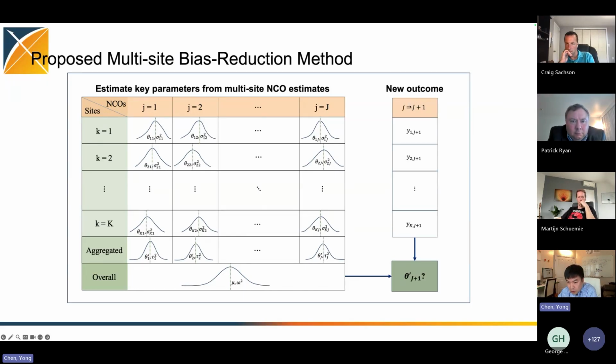For the outcome of interest, we will also use the aggregation approach that Martijn talked about. And then you can calibrate using the p-value calibration formula. Basically, subtract mu from this theta prime and divide by the square root of the squared standard error plus omega square, as a way to truthfully reflect the intrinsic heterogeneity across NCOs.